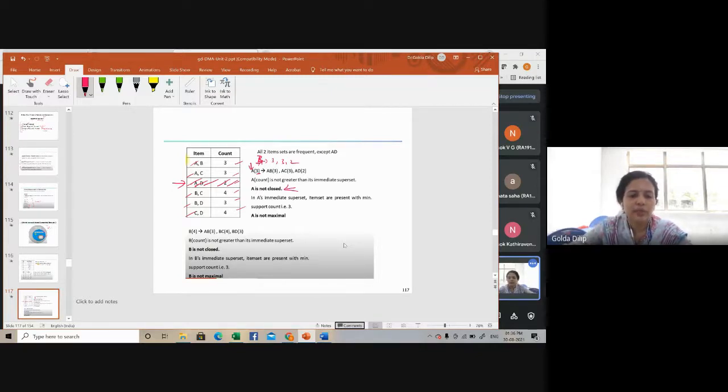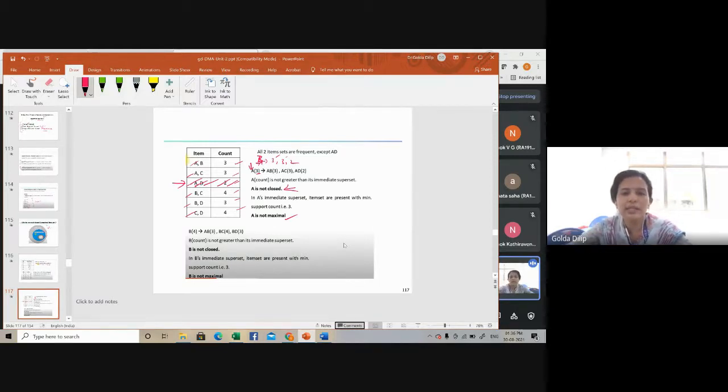Next is whether it is a maximal frequent item set or not. What is the definition? An item set is maximal frequent if none of its immediate supersets is frequent. An immediate superset is frequent if it has the minimum support count. Here A's immediate superset item sets are present with the minimum support count, which is 3. So A is not maximal.